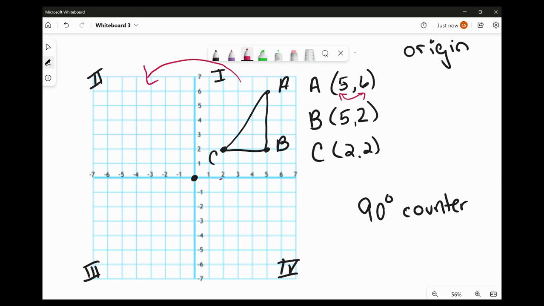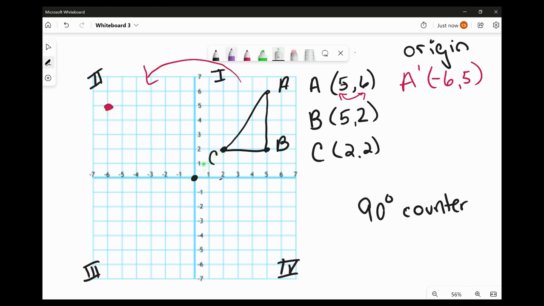So over here, notice in quadrant 2, it's -6, +5. So it should look like this, -6, +5. And just so you notice, if I were to draw a line to the origin and then out to that point, it makes a 90-degree angle. That's why it is a 90-degree rotation about the origin.